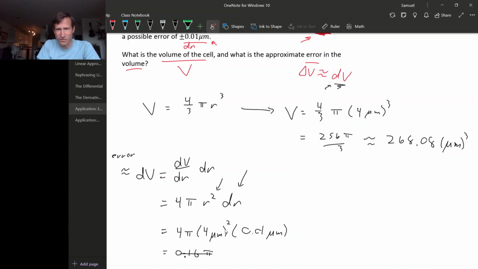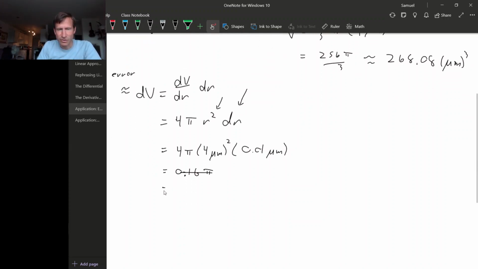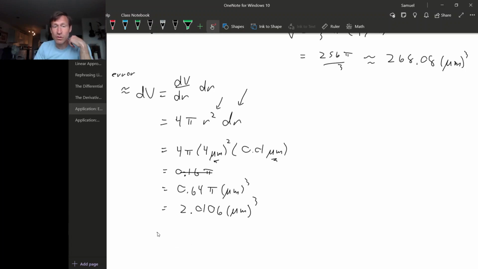So it should be 64, not 16. So 0.64 times pi, and here we have micrometers squared, and then another one, so micrometers cubed altogether. So 0.64 times pi, that's 2.0106 cubic micrometers. All right, so the volume that we get for this cell is 268.08 plus or minus 2.0106 cubic micrometers.